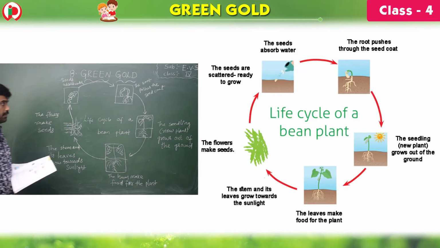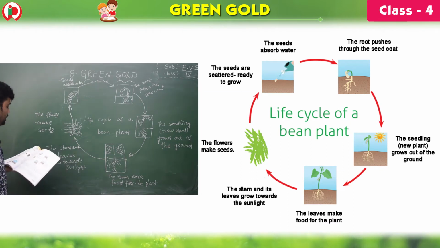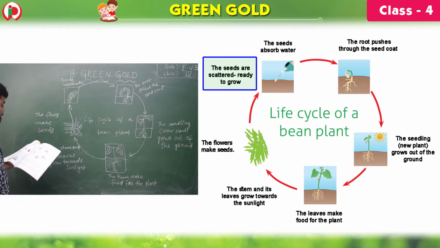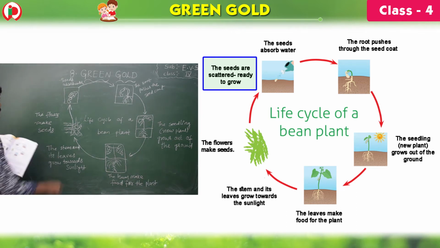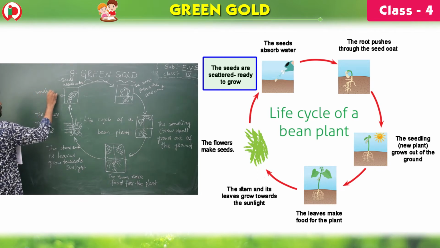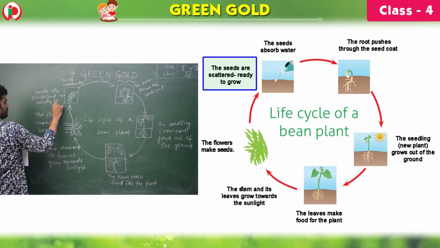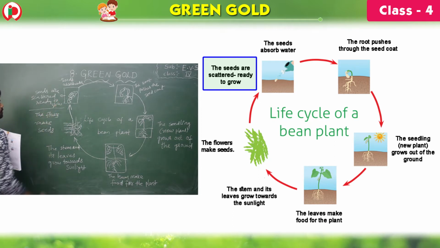Children, now see, we have one more life cycle of a bean plant. See, the first stage, the seeds are scattered, ready to grow. So, this is the seeds. The seeds are scattered, ready to grow.